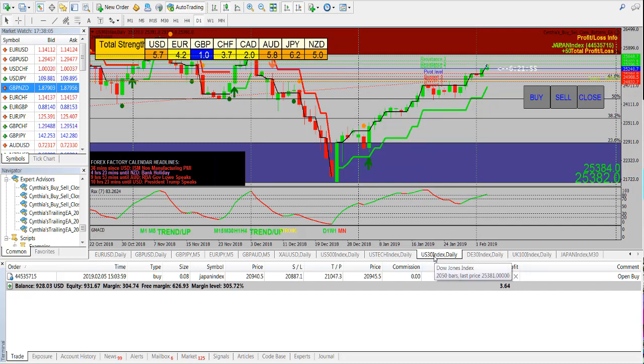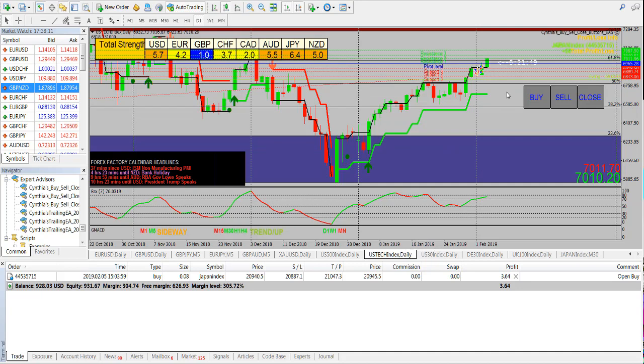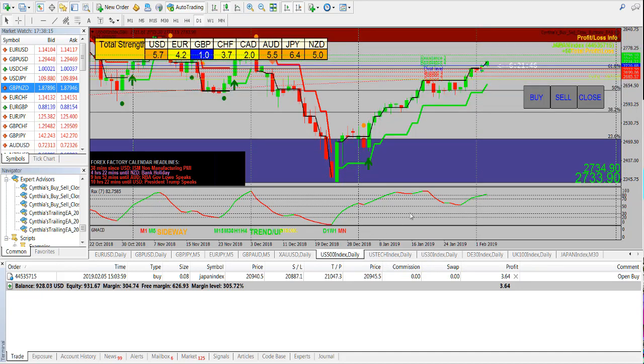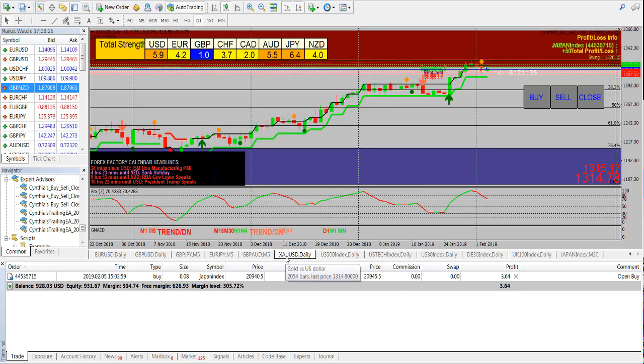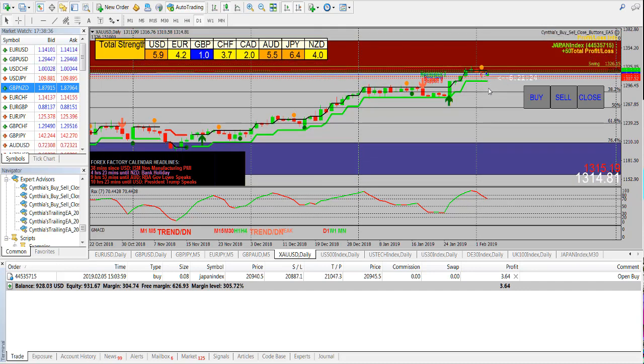Here's the US 30, which is the Dow 30. It's moved up, and the US Tech has moved up. I played that this morning. The US 500 I played this morning, and everything's moving up. The gold versus the US dollar, we're in a daily chart, so it's way overbought. So it's probably going to be coming down a little bit, and the RSI is definitely turned down.